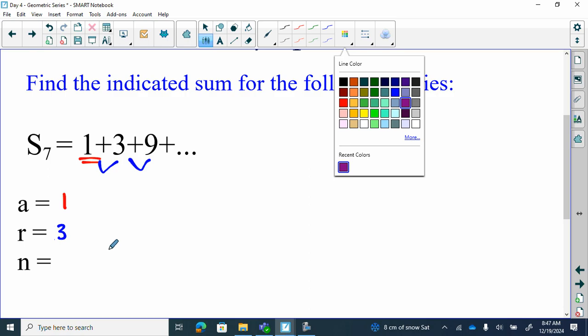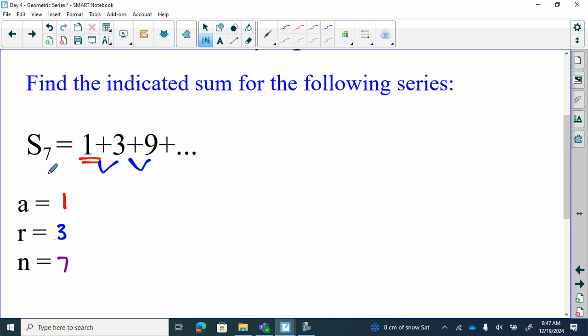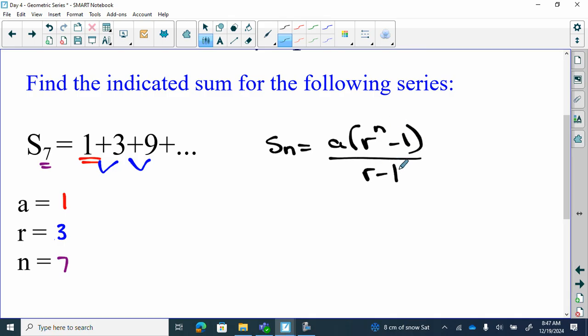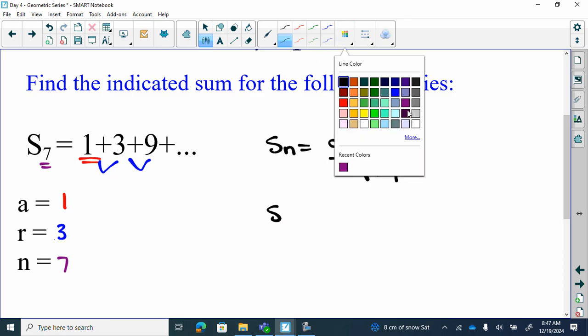What do they want me to find? S what? S7. Okay, that's here. It says find the indicated sum. This is the number of terms I'm adding. That is the indicated sum. So remember the formula: A times R to the N minus 1 all over R minus 1. I'm going to find S7.